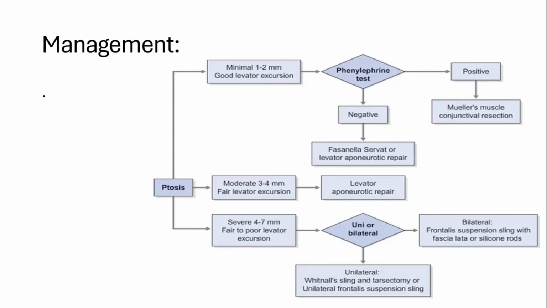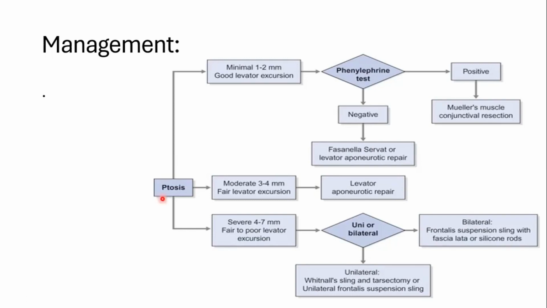If it is severe ptosis with poor levator function, or even moderate ptosis with poor levator function, the only option is frontalis sling, either unilateral or bilateral, according to the ptosis. And some surgeons prefer bilateral approach in all cases of congenital ptosis. Thank you. Be careful again.